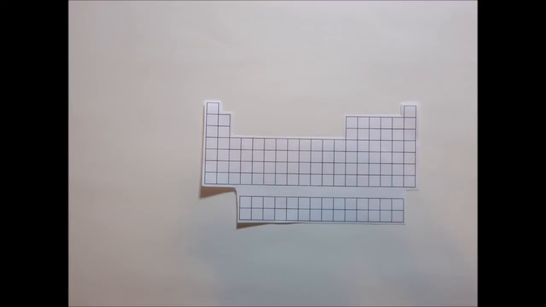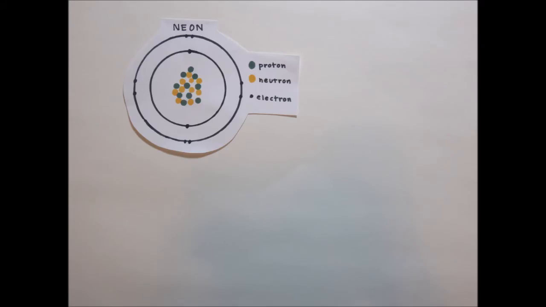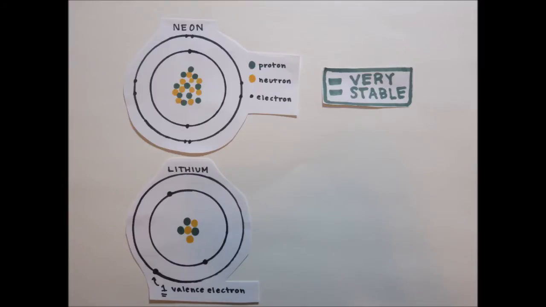The periodic table we know and love today is organized into rows and columns. The rows are called periods, which is where the name periodic table comes from, and the columns are called groups or families. Elements in the same group have similar chemical properties because they each have the same number of valence electrons. Valence electrons are the electrons in an atom's outer shell which are available to form bonds. The most stable an element can be is when it has a full shell or 8 valence electrons, and the most reactive it can be is when it has only a single valence electron.